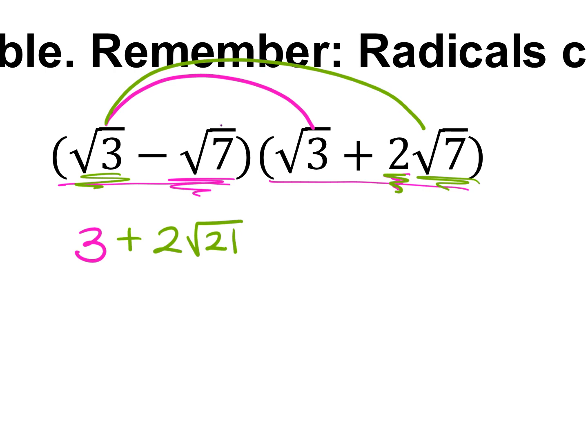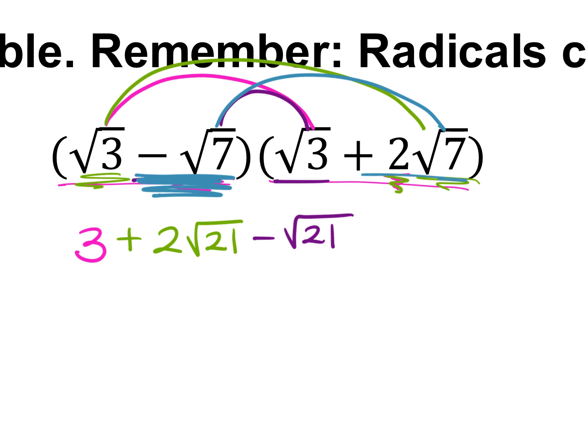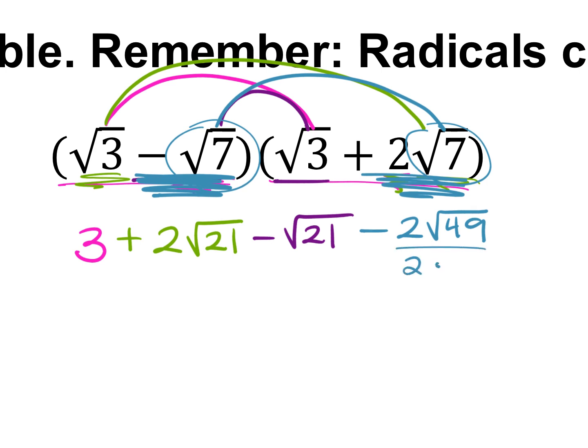Okay, then we do our inside. So a negative rad 7 and a rad 3 is a negative rad 21. And then our last, you have a negative rad 7 and 2 rad 7 that you are multiplying. So this is going to be minus 2, and then it's the square root of 49, or you could right off the bat say the square root of 7 times the square root of 7 is just 7, right? So simplify that. 2 rad 49 is 2 times 7, which is 14.